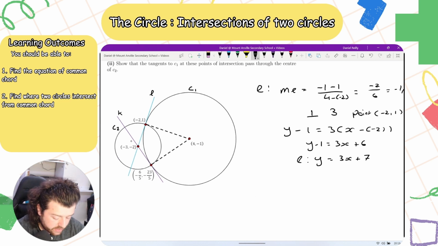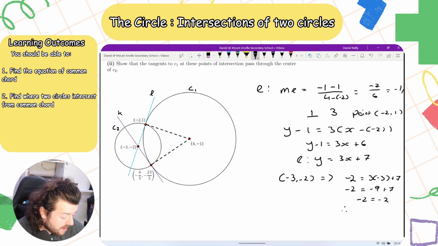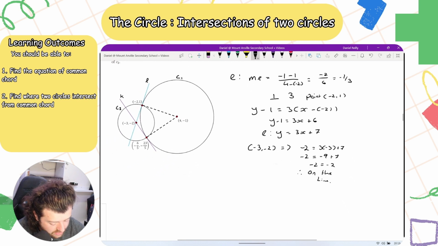Now it says prove that the point minus 3, minus 2 passes through it. So let's just do it now. Minus 3, minus 2, just sub it in here. I have minus 2 is equal to 3 times minus 3 plus 7. Minus 2 is equal to minus 9 plus 7. Minus 2 is equal to minus 2. So therefore, the left-hand side equals the right-hand side. So it's on the line.